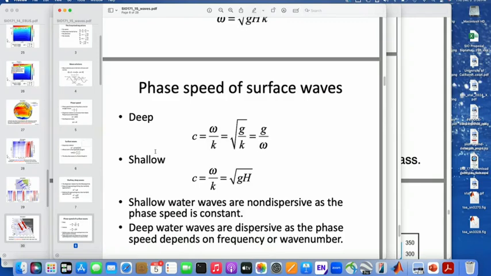What's the relationship between K and L, if L is wavelength? 2 pi. Right, so how do I write that? K equals 2 pi over L, so you can just write C is equal to the square root of G L over 2 pi. Put it in there, there's your answer.